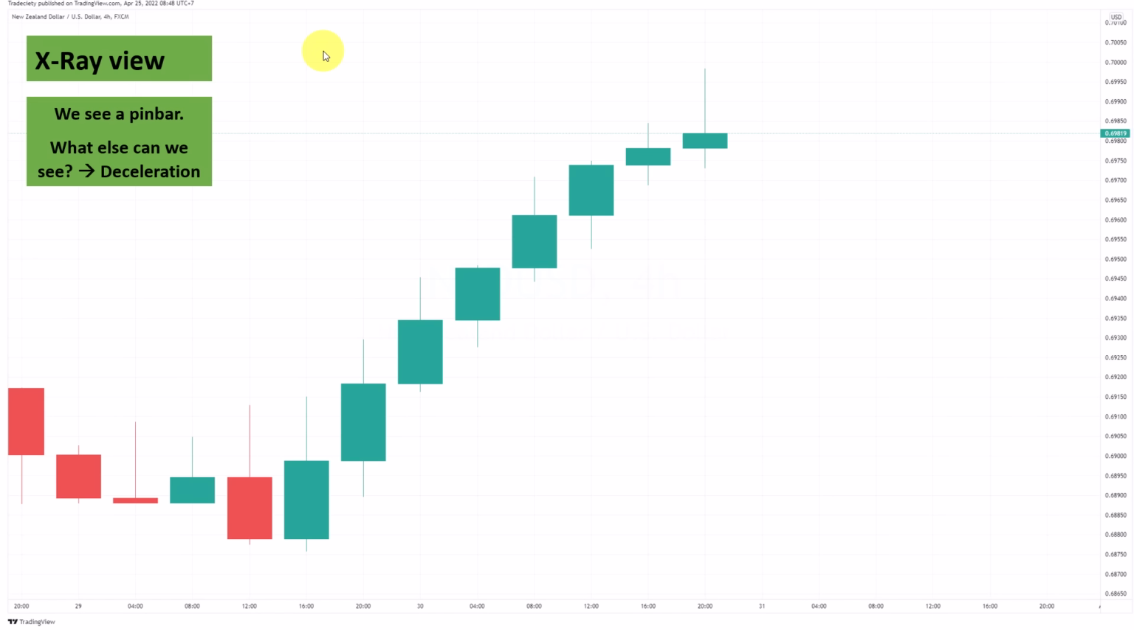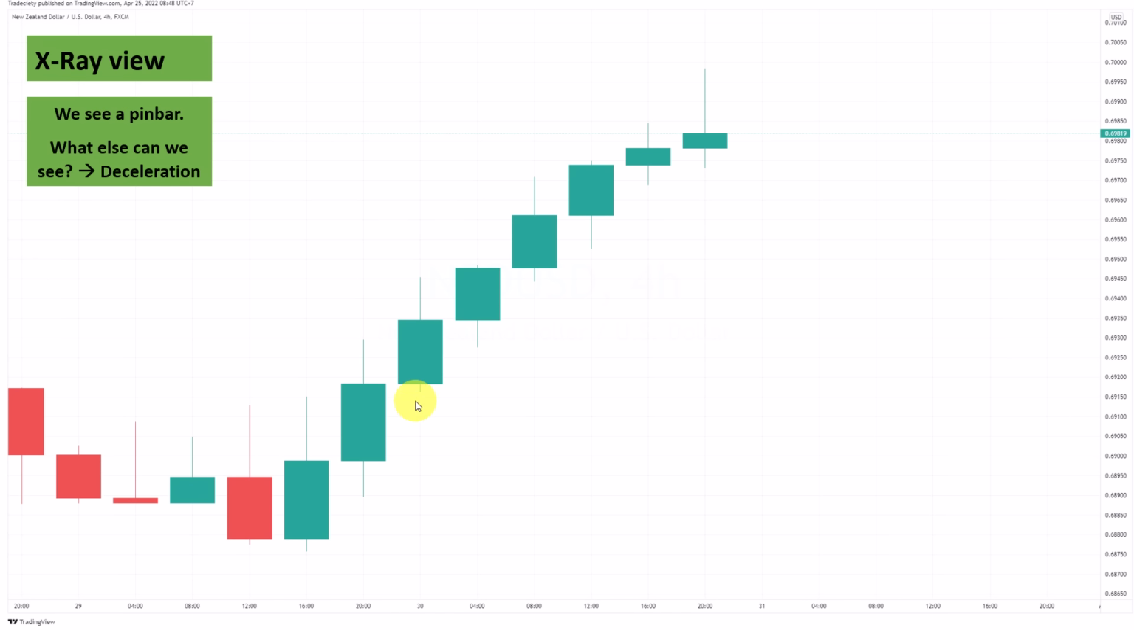Now we're moving a little bit more into more advanced concepts of candlestick and price action. So we're here on a higher time frame, that's the 4-hour time frame, and we're seeing a pin bar. What else can we see? That the market is decelerating. The candlesticks in size become smaller and smaller, right? Each body is smaller than the one before.